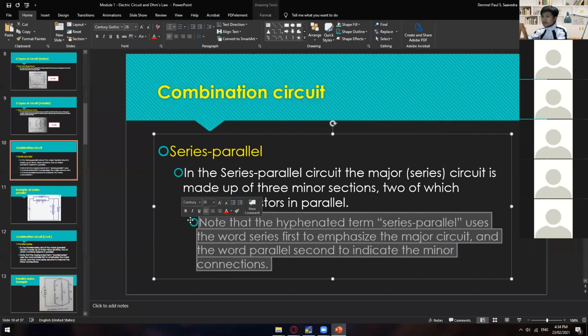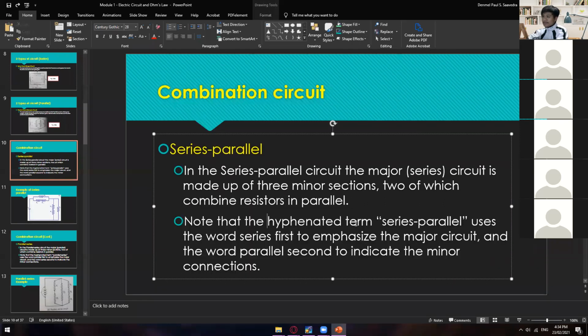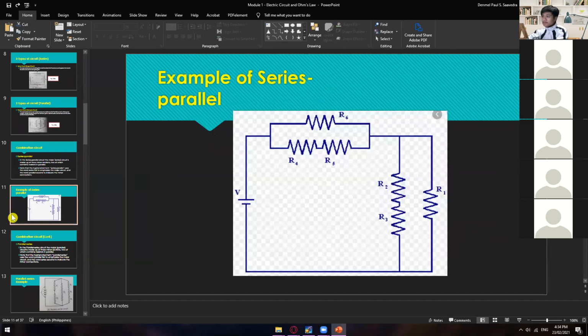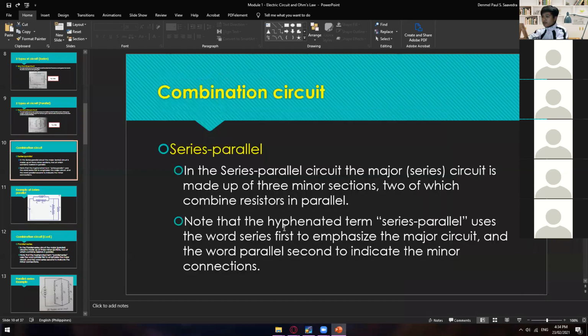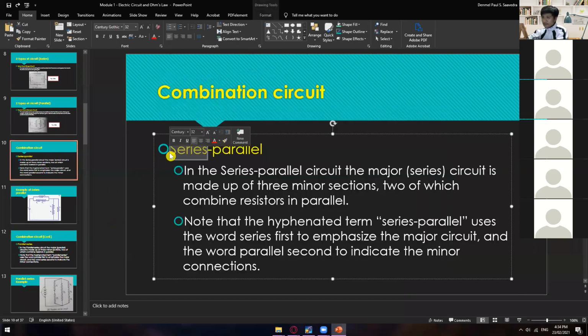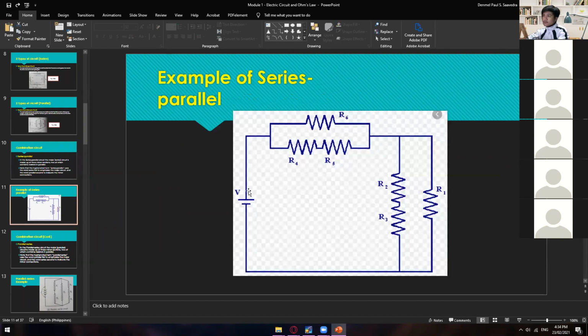So, there's a note here. Note that the hyphenated term series parallel uses the word series first to emphasize the major circuit, and the word parallel second to indicate the minor connections. Okay, so I hope this one is clear to you guys. Whichever comes first, that is the dominant part, or the major part, and the second one is just the minor connection. So are we clear so far regarding this series parallel connection?